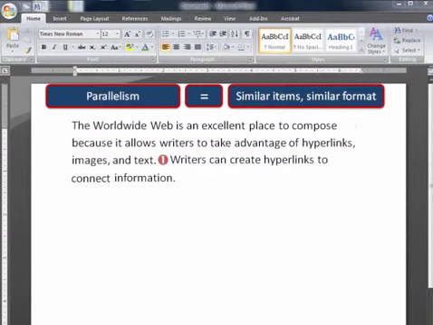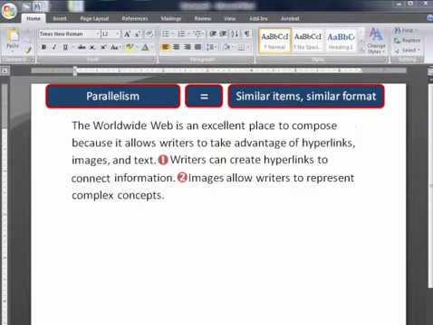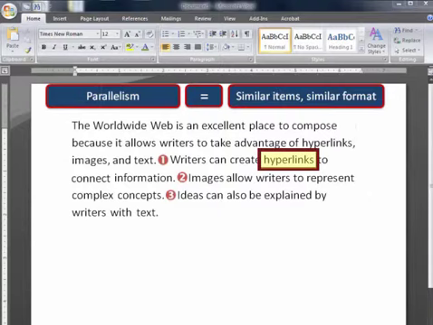Writers can create hyperlinks to connect information. Images allow writers to represent complex concepts. Ideas can also be explained by writers with text. As you can see, each of the 3, hyperlinks, images, and text, are discussed, but in a confusing way.